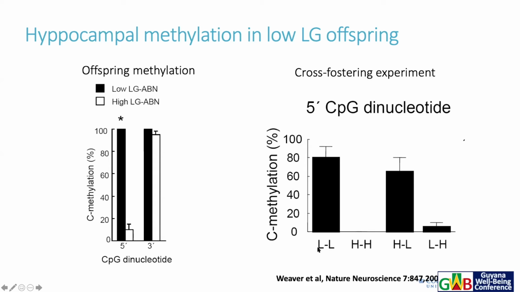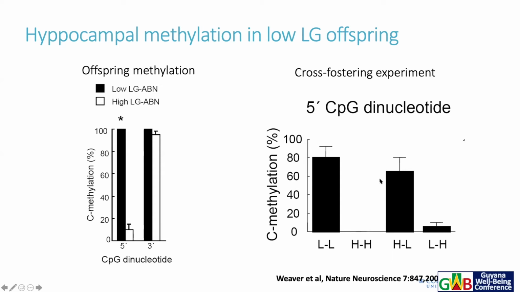These are dams who are low licking and grooming, and the pups assigned to them were born from them and then assigned to them. So they were not swapped. Here they were not swapped, it was high and high. And here instead there is the real cross-fostering. So the high pups born to high LG mothers are swapped and raised by low LG mothers, and vice versa.